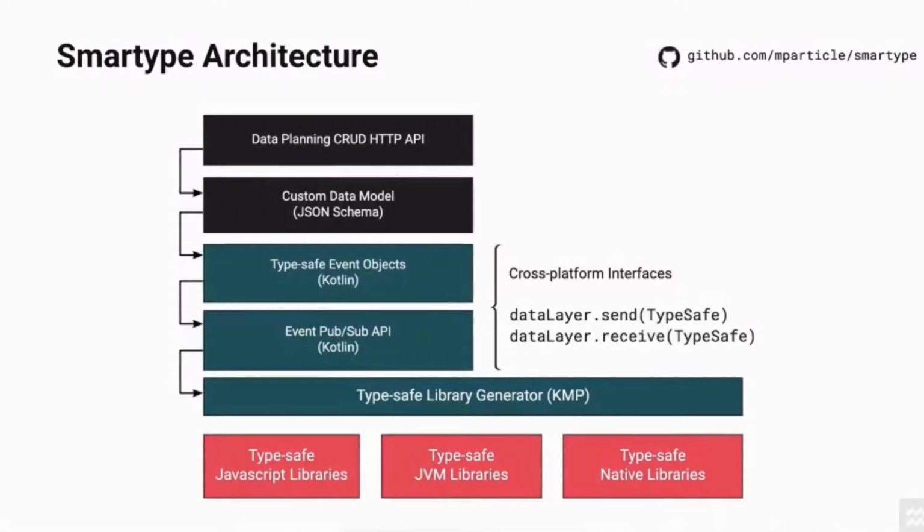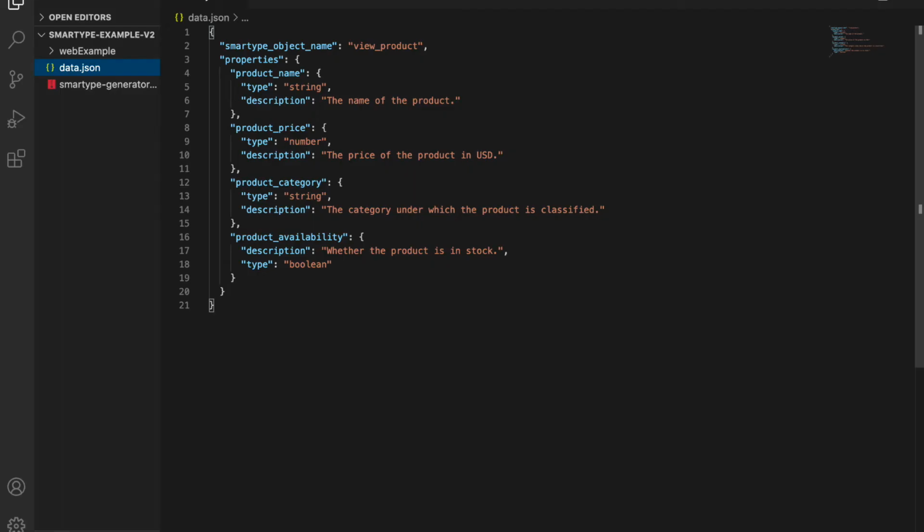Built on Kotlin multi-platform, Smartype automatically translates any JSON schema into usable, statically typed code in multiple target languages. This means that once your project includes a data plan represented as JSON schema, all you have to do is run a single command to generate 3 different sets of data collection libraries that you can then implement in production code. Let's take a look at how this works in a real project.